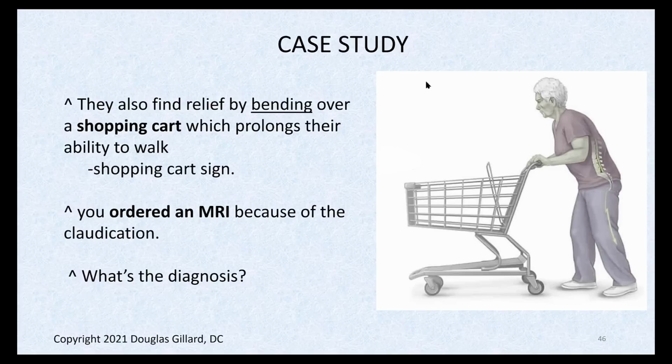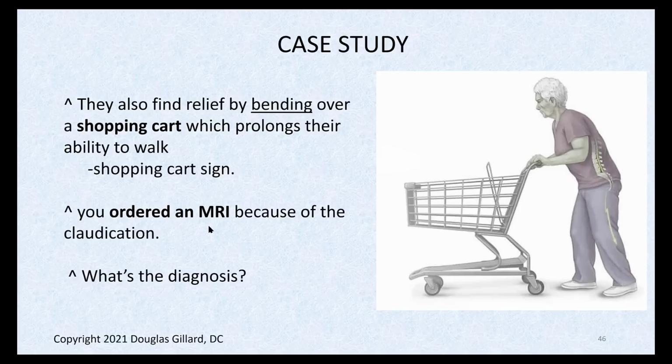And interestingly, they say, and I hear this all the time, they like to go to Costco with their significant other and they bend forward on the cart. Sometimes they just put their hands on it and flex forward, and they can walk forever like that. And they just follow their significant other. It feels great. So that's even got a word that's called shopping cart sign. So they had a positive shopping cart sign as well.